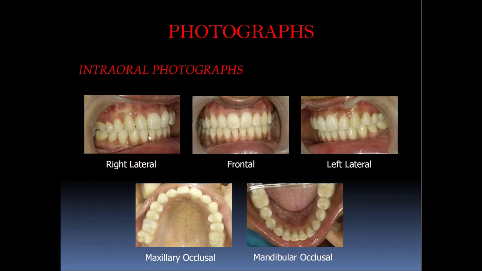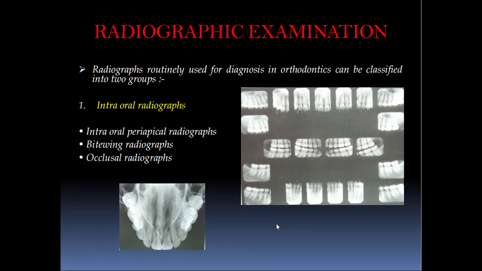The intraoral views which are taken are right lateral, frontal view, left lateral, maxillary occlusal view, and mandibular occlusal view. Radiographic examination, first of all, intraoral radiographs like IOPA, bite wing, occlusal. But these radiographs, they are not required in every case.